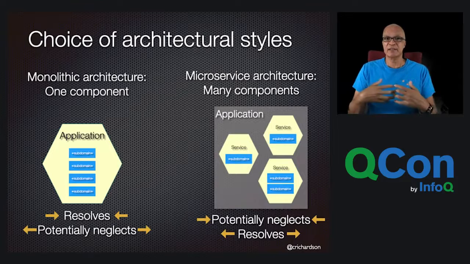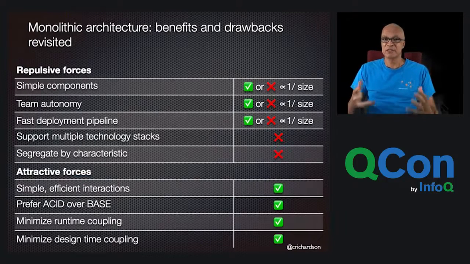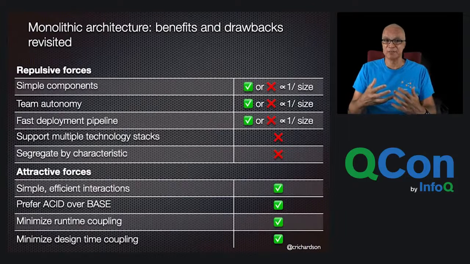Let's look at how these architectural styles resolve the dark energy and dark matter forces, starting with the monolithic architecture. Because the monolithic architecture consists of a single component, it resolves the dark matter attractive forces. But whether it resolves the first three dark energy forces depends on the size of the application and the number of teams that are building the application.